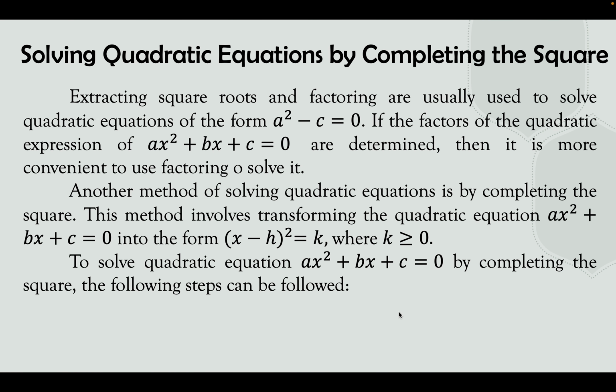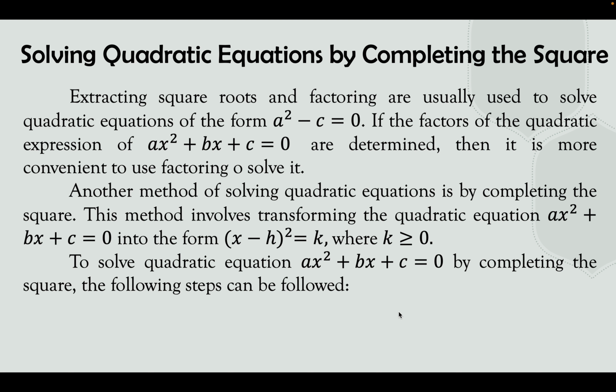Extracting square roots and factoring are usually used to solve quadratic equations of the form x squared minus c equals 0. If the factors of the quadratic expression ax squared plus bx plus c equals 0 are determined, then it is more convenient to use factoring to solve it. Another method of solving quadratic equations is completing the square.